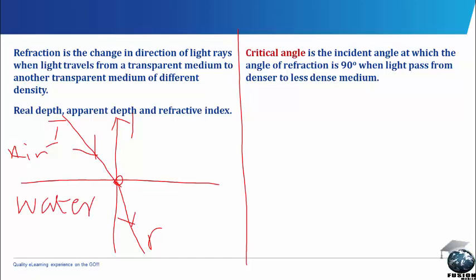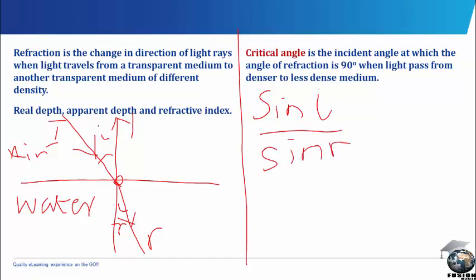While the second law states that the ratio of the sine of the angle of incidence to the sine of the angle of refraction is equal to a constant. I repeat, the ratio of the sine of the angle of incidence to the sine of the angle of refraction is equal to a constant, and this constant is called the refractive index.